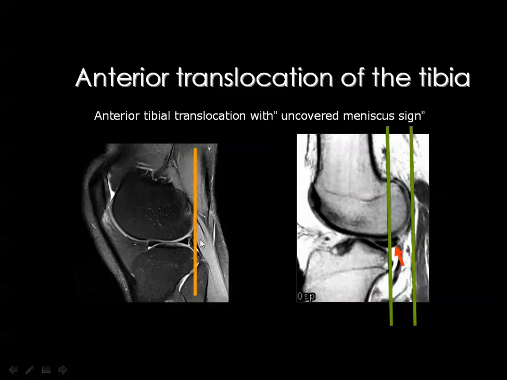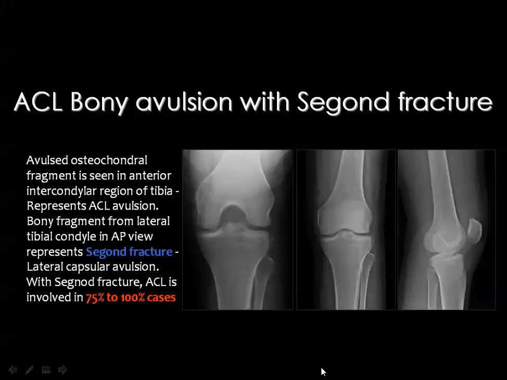Then on the lateral aspect of the knee, normally if you draw a line from the posterior surface of the femur, it will touch the posterior surface of the tibia. But if the anterior cruciate ligament is torn, the tibia will be displaced anteriorly, and there is a distance between the posterior surface of the femur and the posterior surface of the tibia.